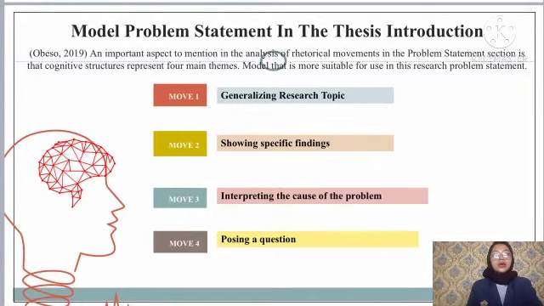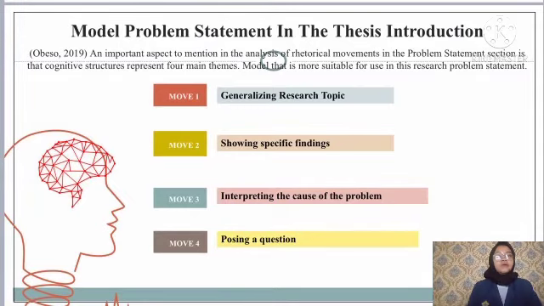Move 1 is generalizing a research topic. Move 2, showing specific findings. Move 3, interpreting the cause of the problem. Move 4 is posing a question. The next is Move 1. This move can describe the current situation, the capabilities and characteristics of the sector of study, and why it is important.